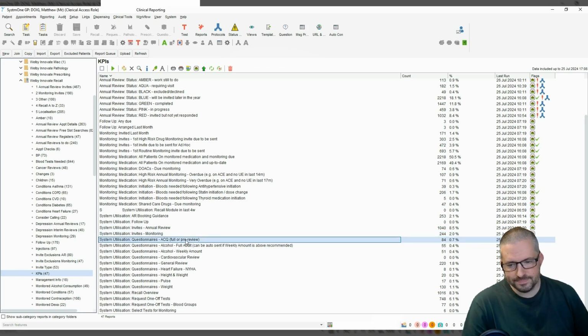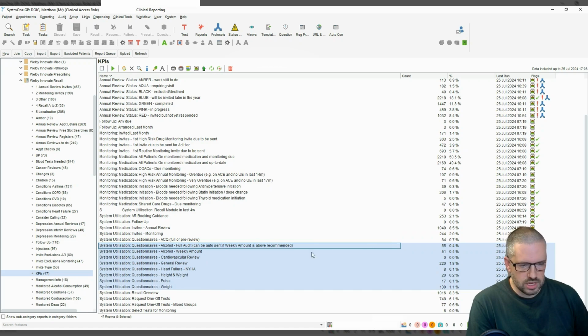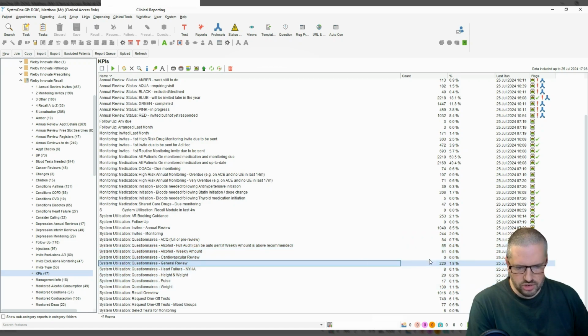Then questionnaires. So the asthma control questionnaire can be both the full one to do the full review, or a pre-appointment one that we've done that's a bit shorter. If these are all zeros, which they may be, the general review one, you probably see a fairly high number because that one's attached to the standard annual review invite messages.